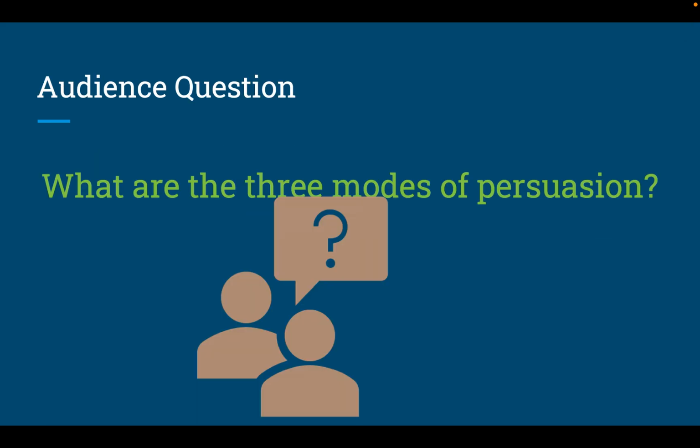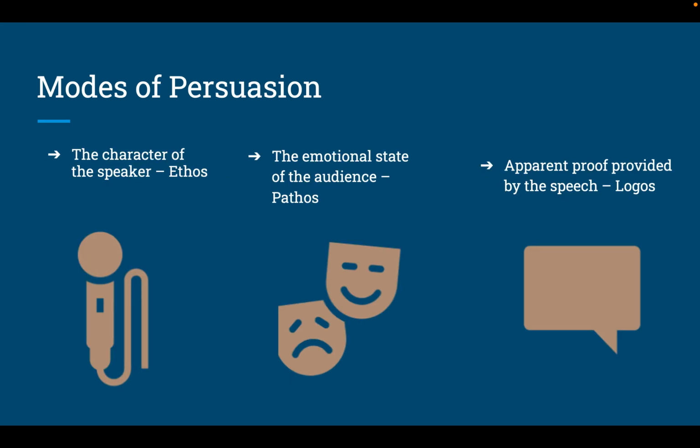A question for the audience: what are the 3 laws of persuasion? These are quite popular in rhetoric. We've learned them before. They include ethos, pathos, and logos. Ethos is about the character of the speaker, pathos, the emotional state of the audience, and logos, the apparent proof provided by the speech.